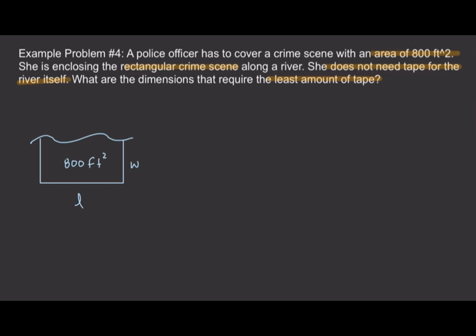Following our strategy, we know our next step is to write an equation. We are looking for the minimum perimeter of the rectangle. Our equation for the perimeter will be P equals L plus 2W because the tape is covering both sides of the crime scene but only one length, as we do not need tape to cover the river.